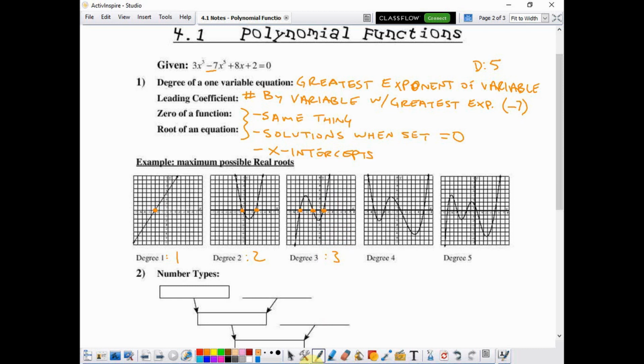You should notice a pattern going. When the degree is 1, it can cross 1 time. When the degree is 2, it can cross the x-axis 2 times. It doesn't have to, but it can. Degree of 3 can cross the x-axis 3 times. A degree of 4, again, if we shifted it up or down, it might not touch 4 times, but the maximum number of times it can touch the x-axis is 4. And if the degree is 5, like it was up here in this first equation, the maximum number of times it can possibly touch the x-axis is 5. So the maximum number of real roots is 5.